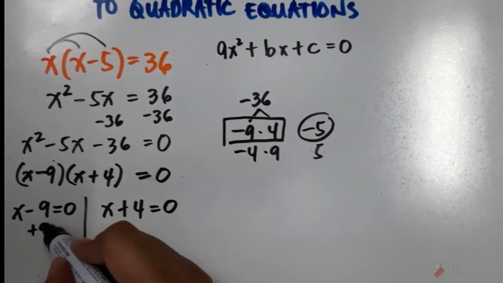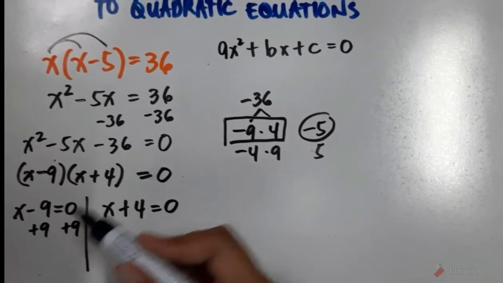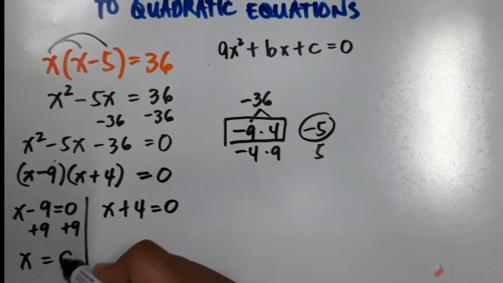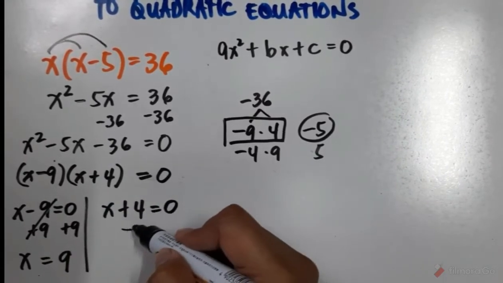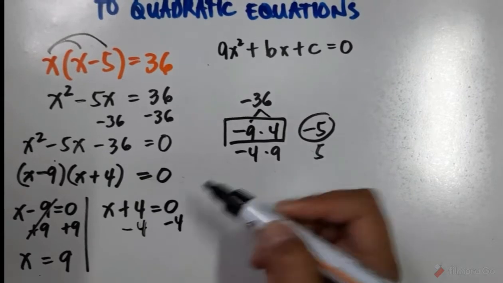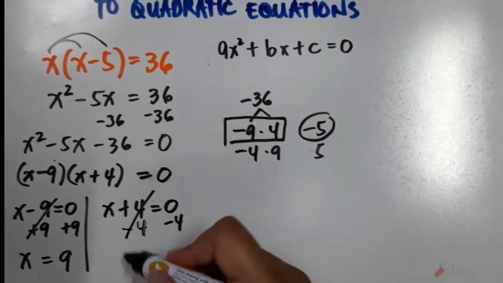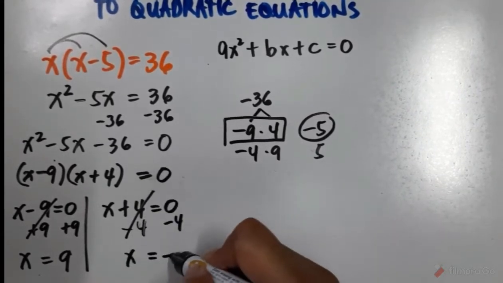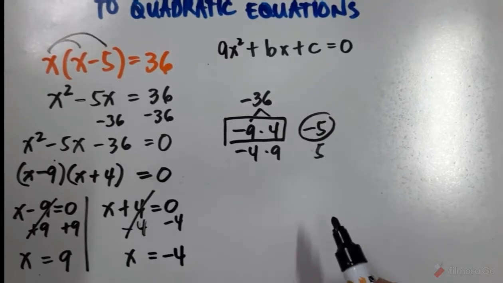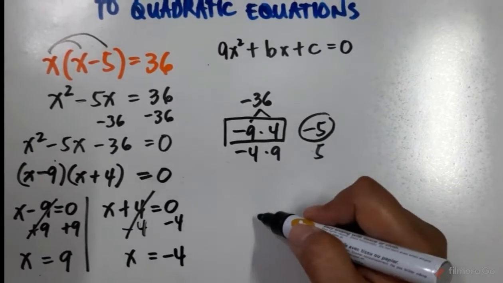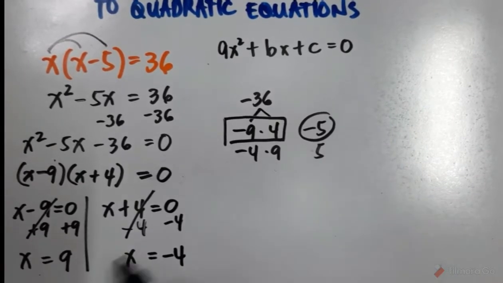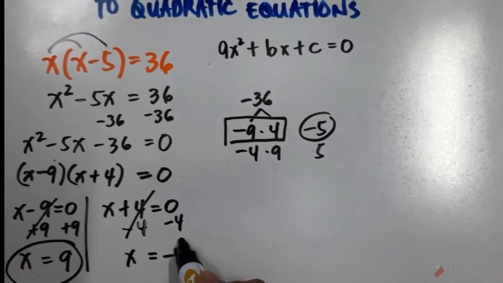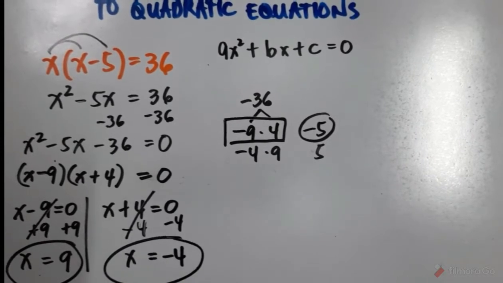Now we add 9 on both sides, so x is equal to 9. For the other, this 4 is canceled when we subtract 4 on both sides to make this equal to 0. So we have x is equal to negative 4. So the solutions for this given equation are positive 9 and negative 4.